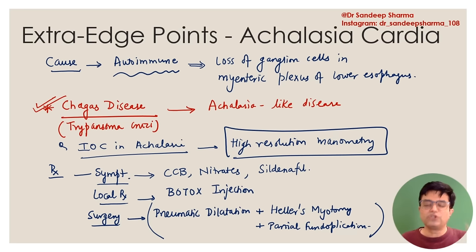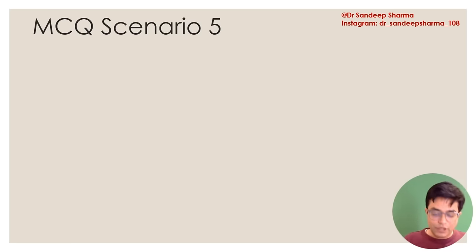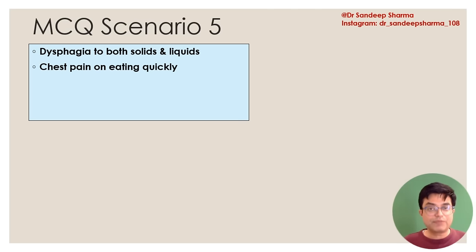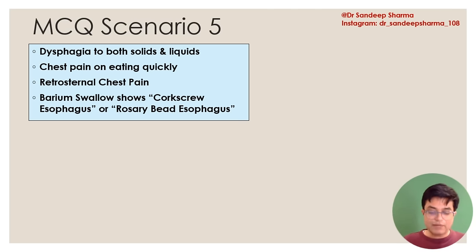That is all you need to know from the exam perspective. Let us have a look at the next scenario. MCQ scenario number 5. A photograph of this was asked recently in the FMG exam 2020. The scenario says that there is a patient having dysphagia to both solids and liquids. There is chest pain on eating quickly. There is retrosternal chest pain, and barium swallow shows corkscrew esophagus, also called rosary bead esophagus.